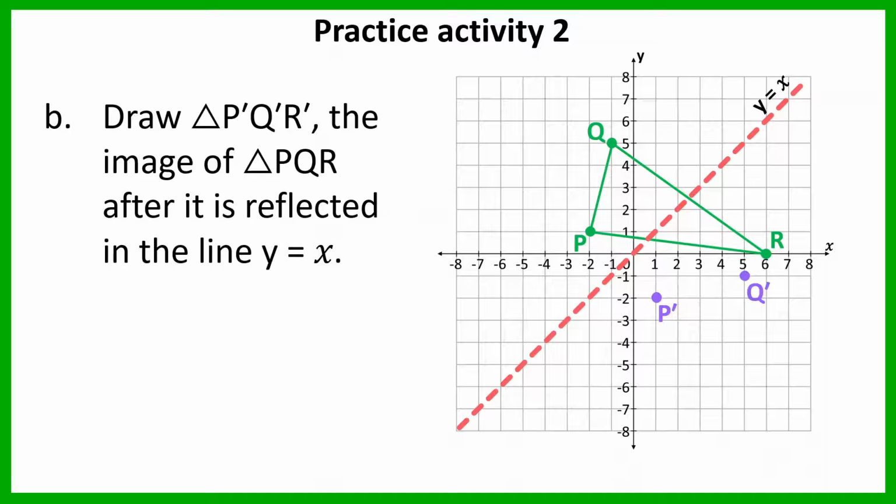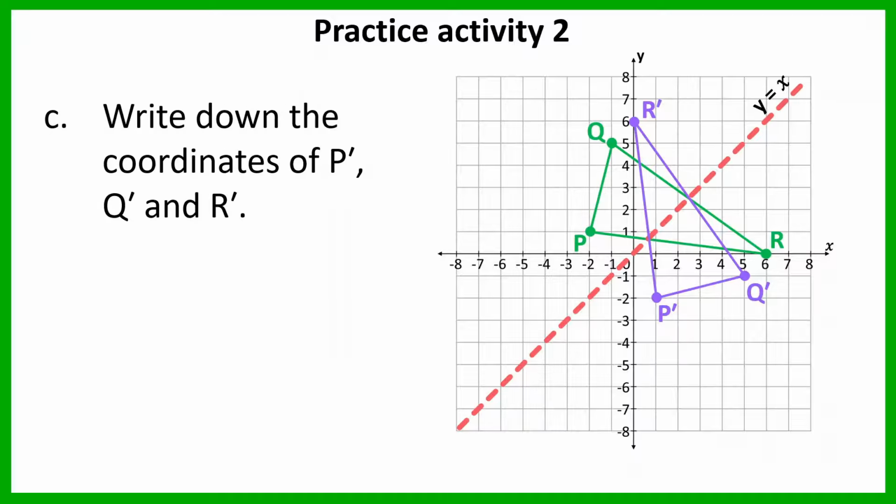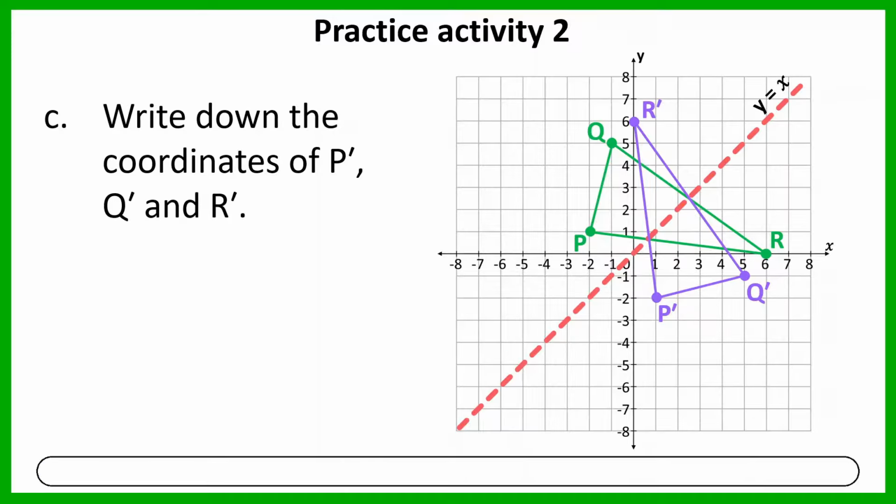And then the point R is on this side of the line y = x. So I'm going to be going the other way. So I'm going to go 1, 2, 3. So again, it's 1, 2, 3. So I'm going to end up over there. So this is what you should have got for your triangle P prime Q prime R prime, which is the image of triangle PQR after it has been reflected in the line y = x. Now the next question is to just write down the coordinates of P prime, Q prime, and R prime. I'm going to give you 30 seconds to do that.